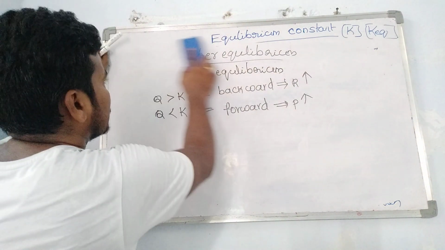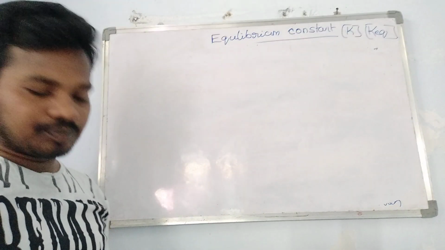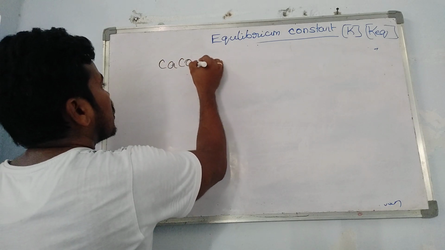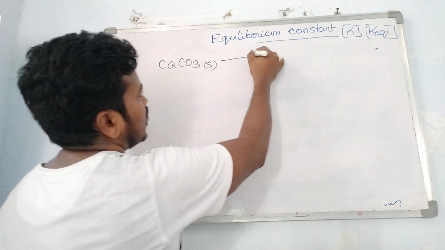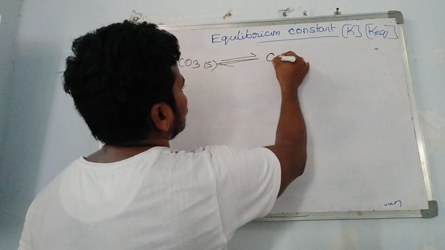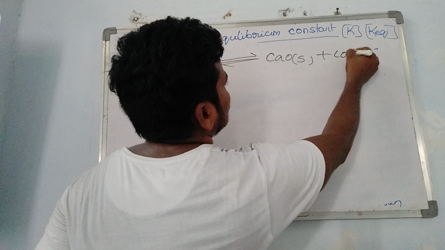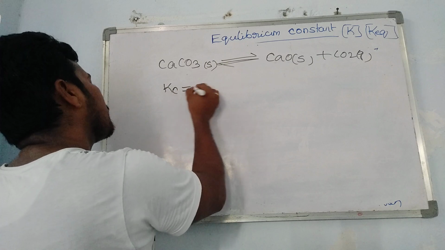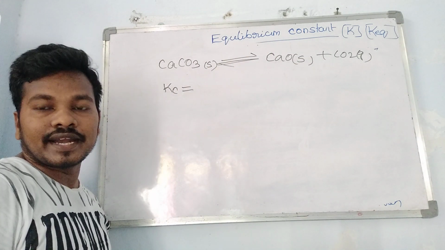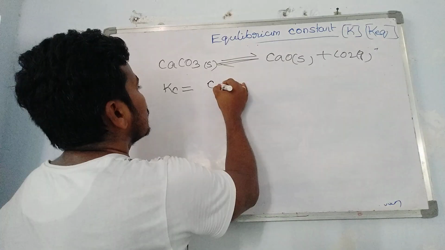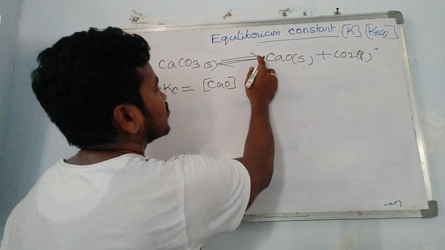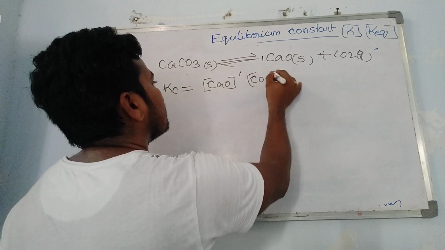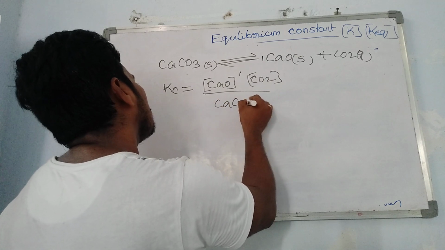By taking an example, we will write the equilibrium expression for the following equation: calcium carbonate solid on heating gives calcium oxide plus CO2 gas. Write the equilibrium expression, whether Kc or Kp. How can you write? Product upon reactant. For the product, CaO has active mass, but nothing is there, so it is nothing but one. So we write 1 times CO2 by CaCO3.